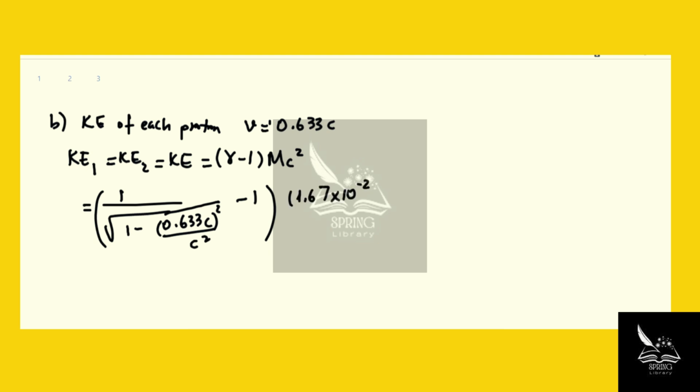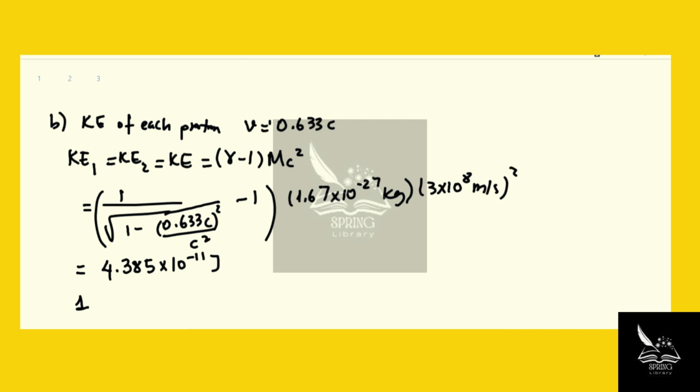1.67 times 10 to the power negative 27 kilograms times 3 times 10 to the power 8 meters per second, squared. So if I do the algebra, I find something like 4.385 times 10 to the power negative 11 joules. But in the problem, it's specified that we write the answer in terms of mega electron volts. So in order to get there, first we need to do a couple of conversions.